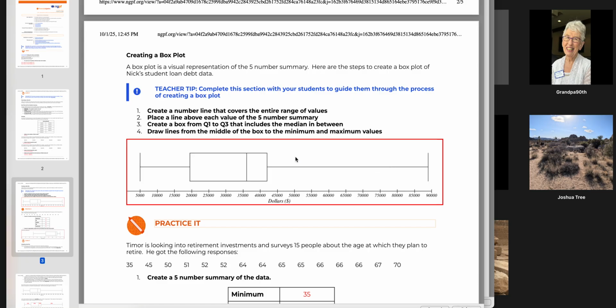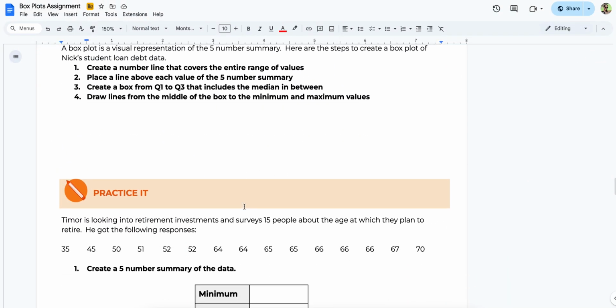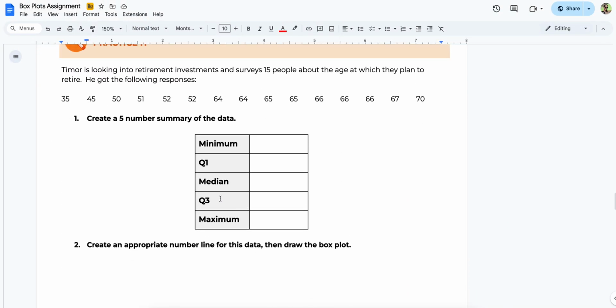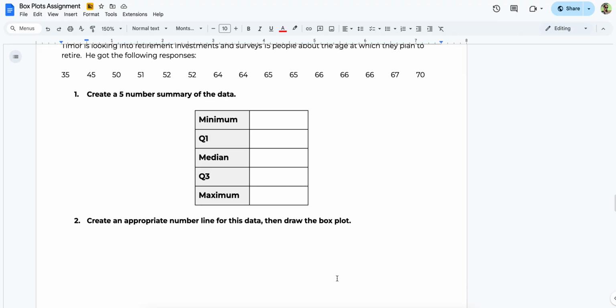Okay, so now what I want you to do is pause the video and do the practice of the next section. When we're looking at the next section, it's practice it. You can use this with your teammates, and you're going to look at this data set, find the minimum, the Q1, the median, the Q3, and the maximum, and then try to create your appropriate box plot for it.